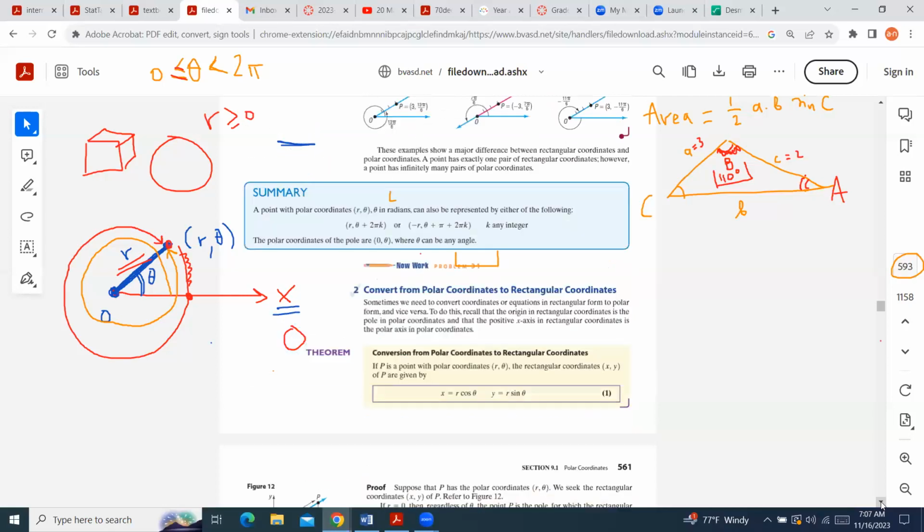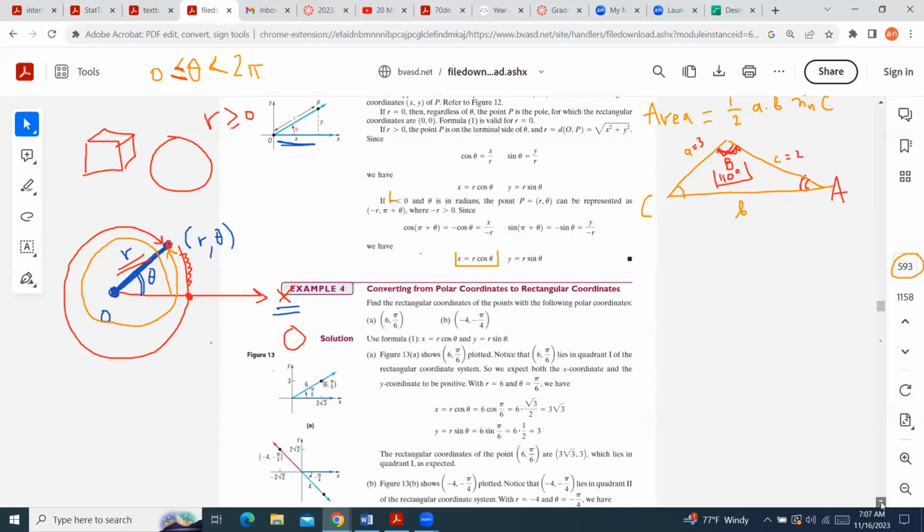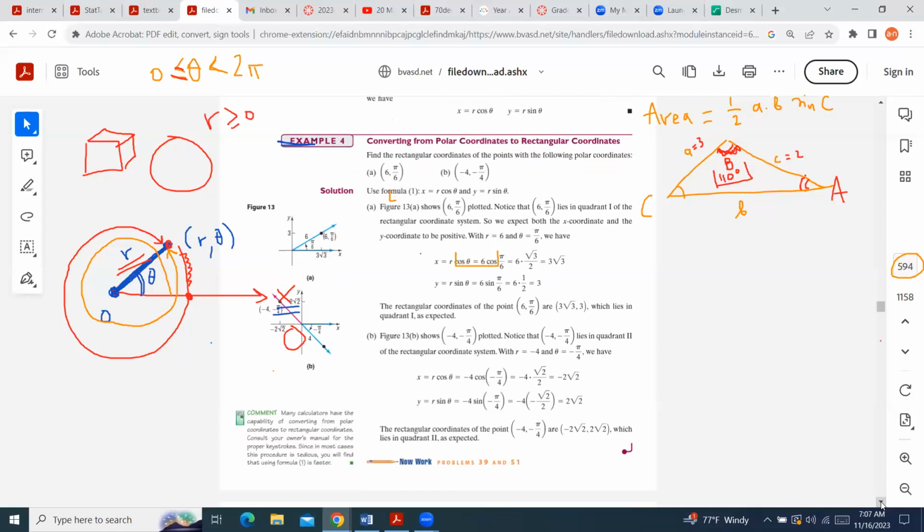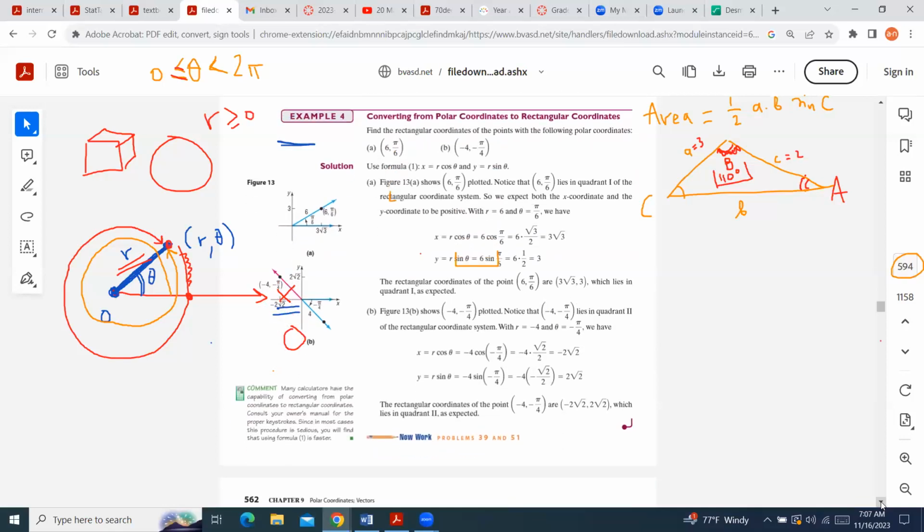So the R may be negative, so I better get some example here if they made one, so I can illustrate this for you. Example 4 here, Part B. Let me clear this stuff on the right side. Let me do 4B here.